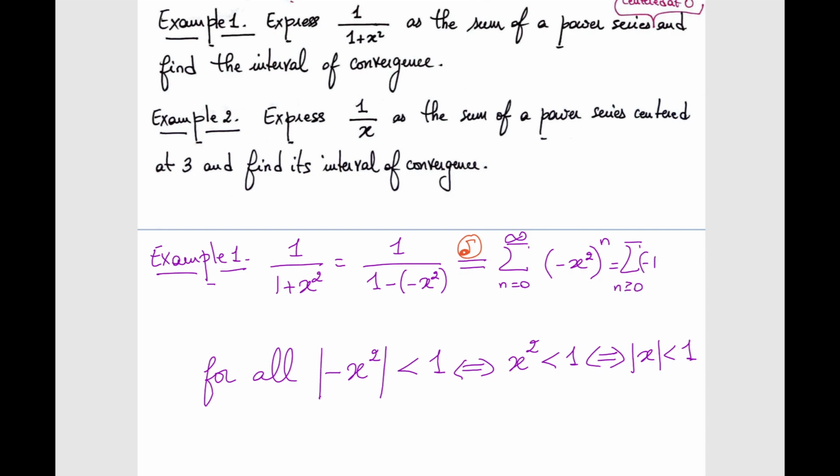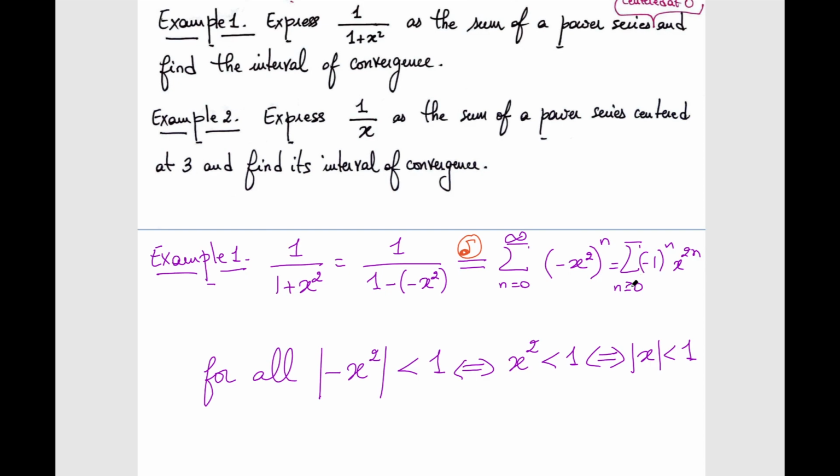This is (-1)^n times x^(2n). Am I correct? Minus x squared is the same as -1 times x squared, and (-1 x squared) to power n is (-1)^n times (x squared) to power n, and (x squared) to power n is x^(2n). You multiply the powers, right?